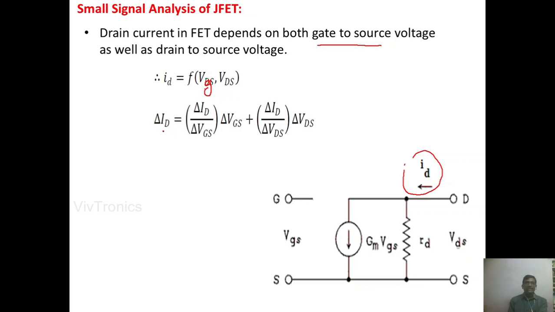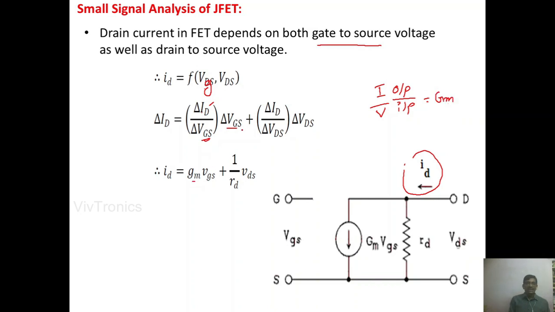Therefore we can write delta ID, the change in the drain current, equal to (delta ID by delta VGS) into delta VGS plus (delta ID by delta VDS) into delta VDS. Then delta ID by delta VGS is the output current, the drain current, divided by the input voltage VGS. Output by input is nothing but a gain. Here output is a current and input is a voltage, I by V, which gives you the conductance gm.